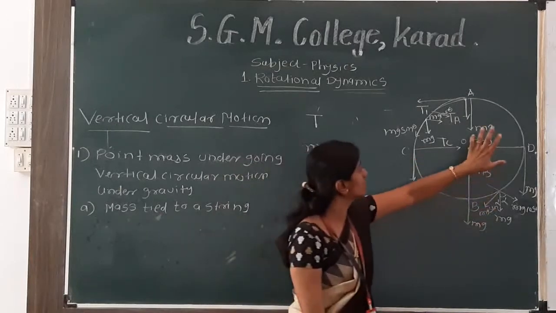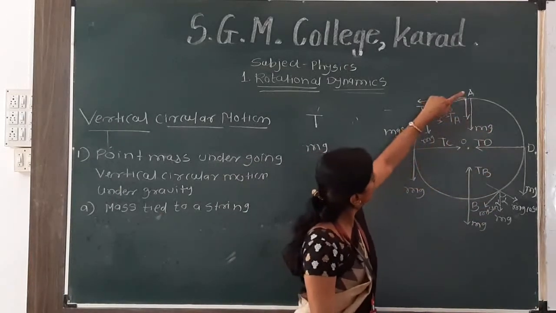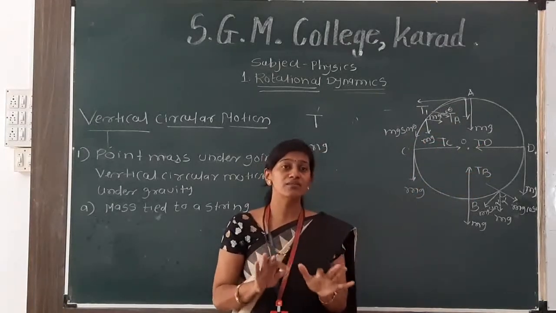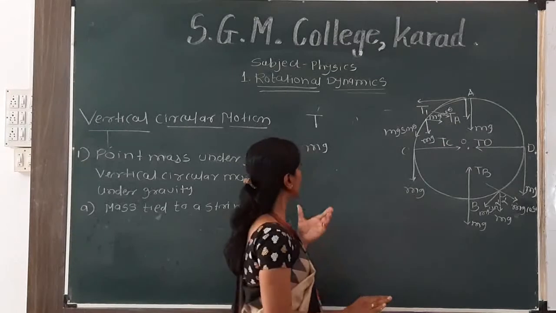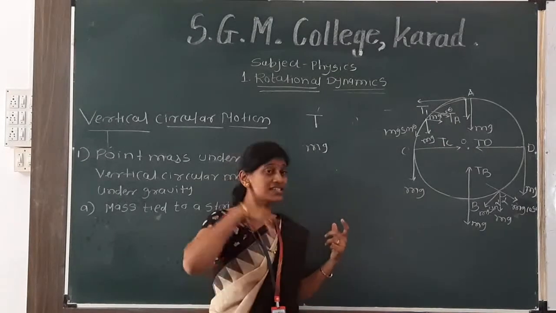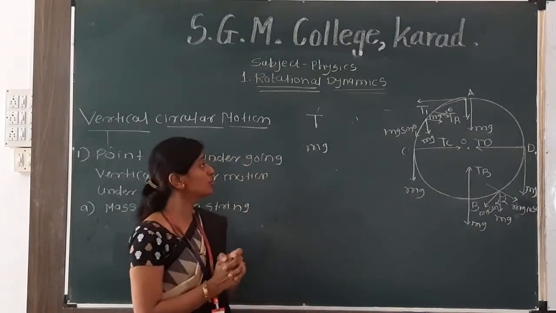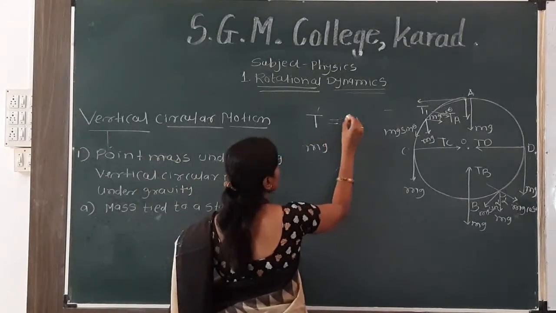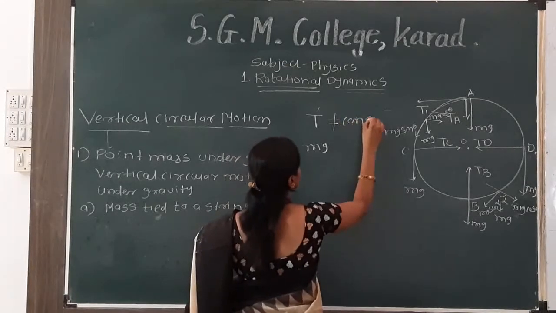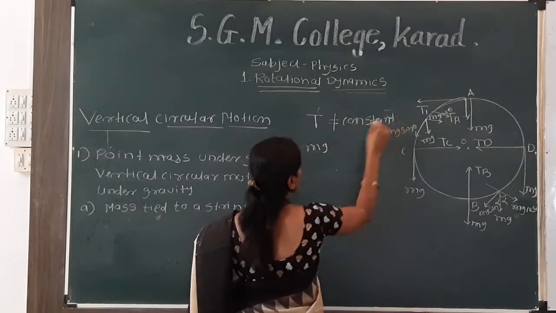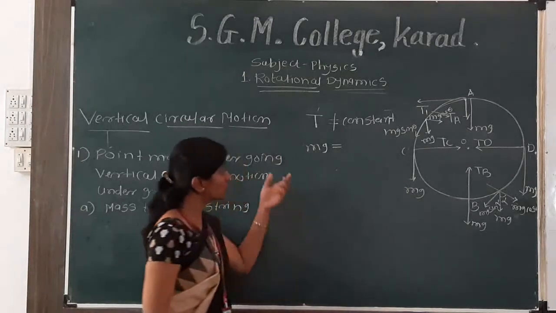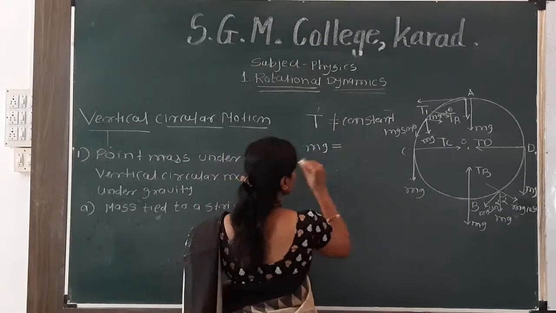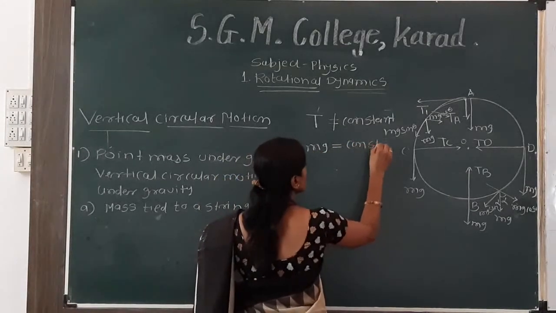In every case, the force due to weight mg is vertically downward and its value remains constant. The weight mg is not going to change. But in the case of tension, as the place changes, the value of tension is going to change. That means the magnitude of tension is not constant. So we can say tension is not constant. But the force due to weight mg is directed vertically downward and it remains constant.